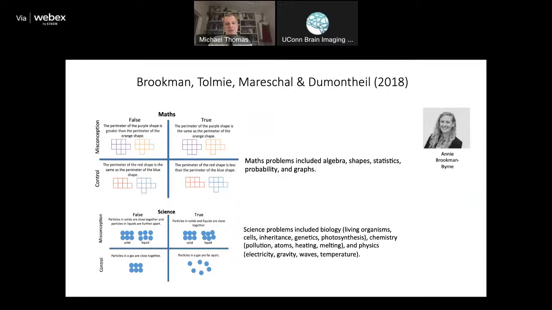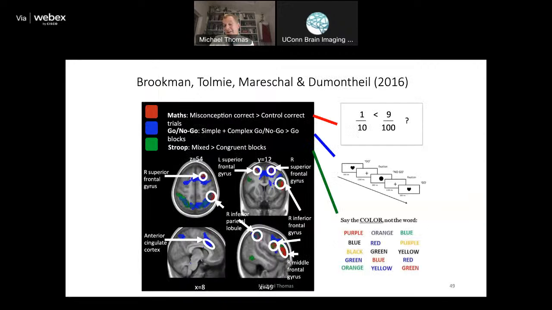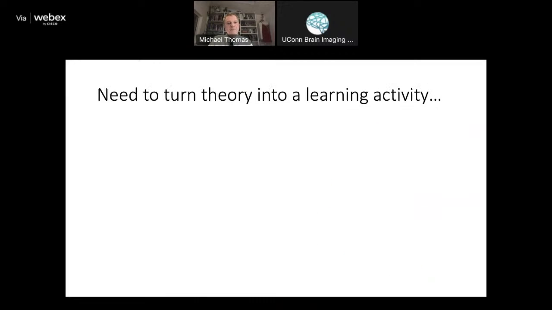This is done with teenagers, getting them to reason about intuitive and counterintuitive problems in maths and science, like perimeter and area and stacking of molecules and so forth. And we can actually look at the areas that are more activated in their brain when they do that, and see that they do happen to overlap with inhibitory control areas in dorsolateral prefrontal cortex. We've got a theory about what's going on. We have a classroom challenge. Now we need to try and turn that into a learning activity that children can actually use.